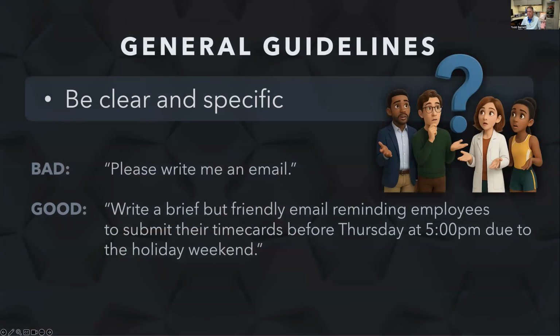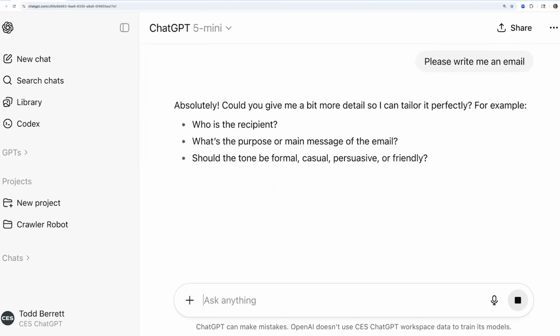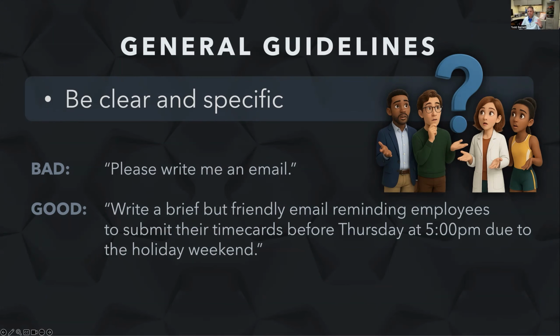The first guideline goes without saying: be clear and specific. So instead of saying, please write me an email, what is my email about? What do you want me to do? Give it some guidelines. Write a brief but friendly email reminding employees to submit their time cards before Thursday at 5 p.m. due to the holiday weekend.